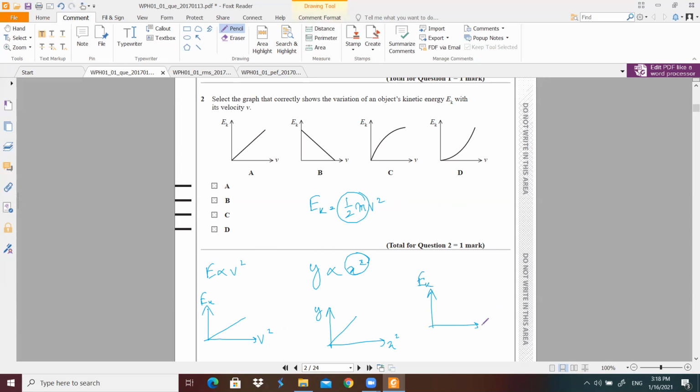Then kinetic energy is not proportional to v. So what should be the relationship? Now you know why the curve, because there is a square involved, and it's in the form of y proportional to x squared. If we're asked to draw a graph of y against x for the expression y proportional to x squared, the graph would be parabolic. So my answer is D.